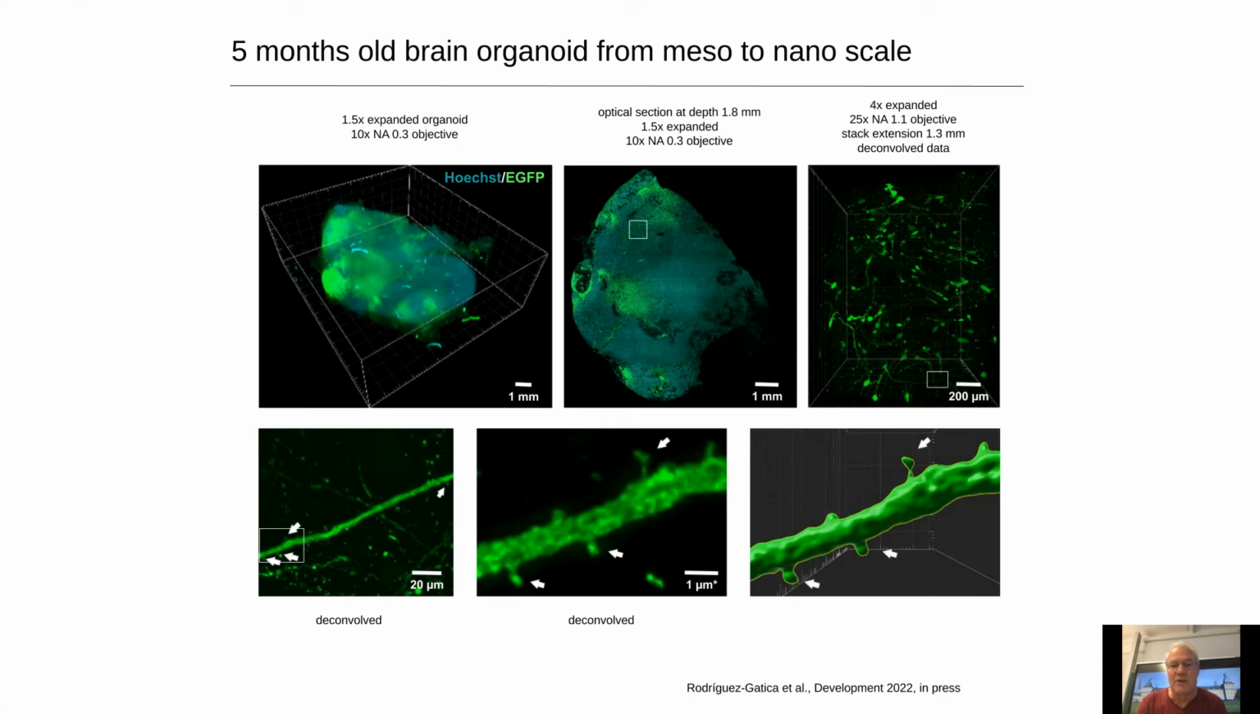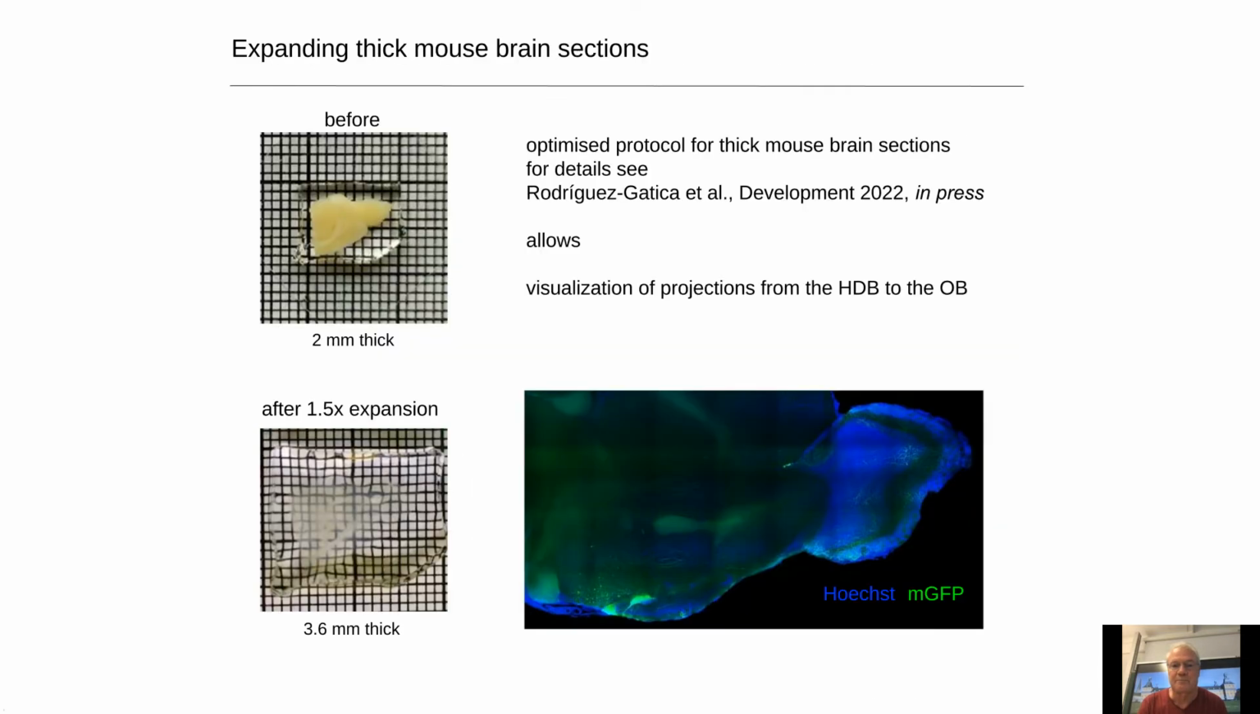Here I show you one example of what can be achieved using this technique in organoids. We have a sample that is several millimeters large, and then we can zoom into that sample using light sheet microscopy, and we can zoom in so well that we finally achieve synaptic resolution, as shown in the lower images, which you can finally also deconvolve.